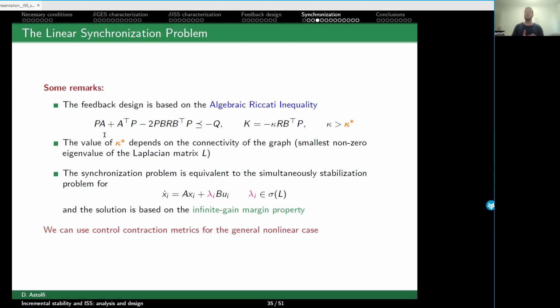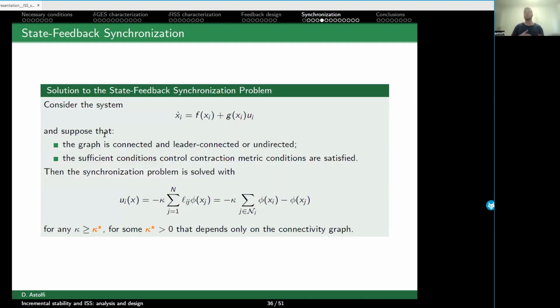Of course, as we have seen before, this algebraic Riccati inequality can be extended in a direct manner to the contraction framework with the control contraction metric approach that I showed before. And therefore, if you look at the synchronization problem in state feedback for input-affine dynamical systems, and you suppose that the graph is connected and the sufficient conditions for the control contraction metric approach are satisfied, you can automatically solve the synchronization problem with a similar diffusive coupling, in which you take the phi coming from the control contraction metric approach and you multiply it by a scalar k, which depends only on the connectivity of the graph.